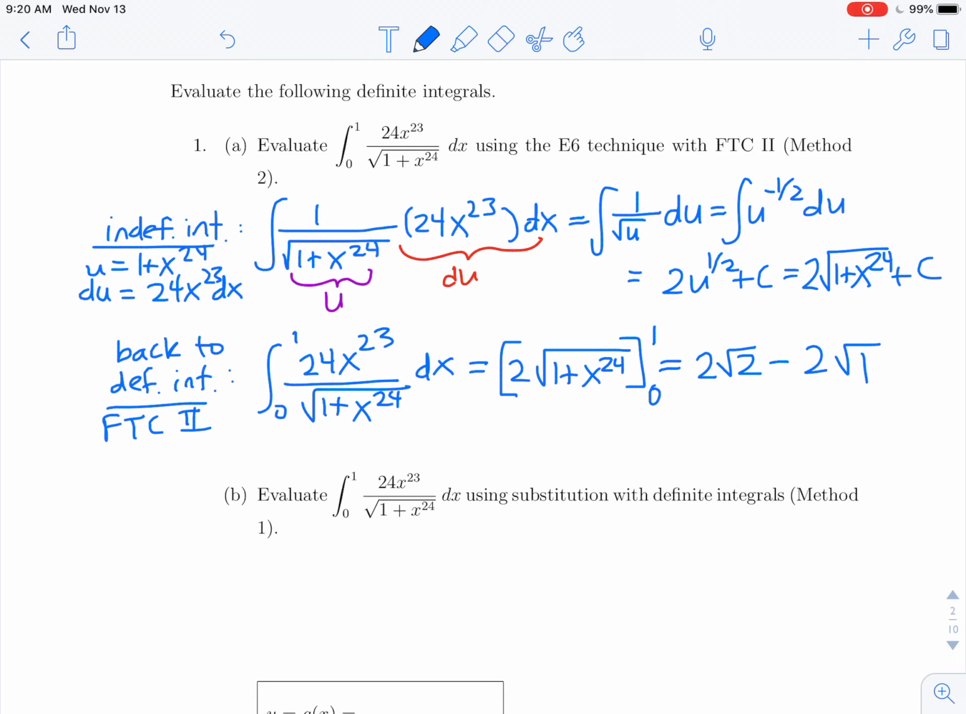So technically we haven't done anything new in part A because we've done these indefinite integrals. That's what we did in E6. And we've used the fundamental theorem of calculus part 2. We did that a couple of sections ago. And so all of this is method 2.